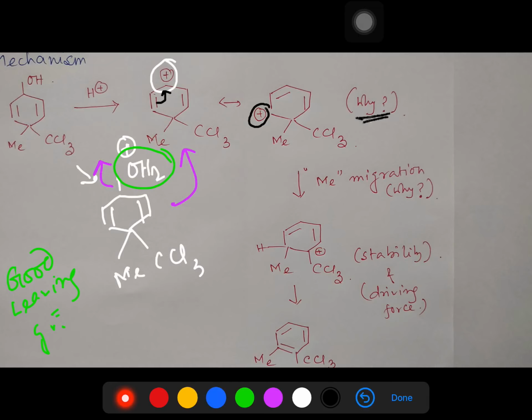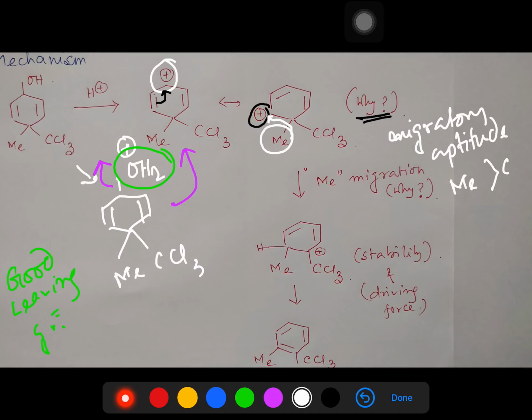Now in the next phase, what is expected to happen? See, this is a methyl group and it is adjacent to the positive charge, so it will migrate with its bond pair. Question: why? First of all, the migratory aptitude of methyl is greater than CCl3, because here chlorine atoms are present which are electronegative in nature, so the methyl migration is more facile than the CCl3 migration.